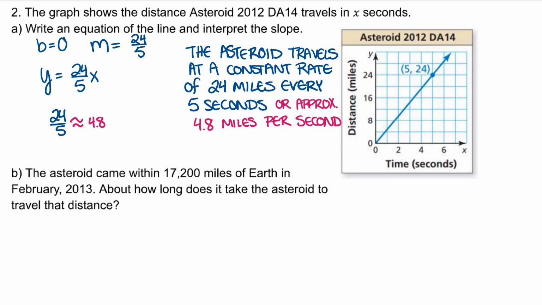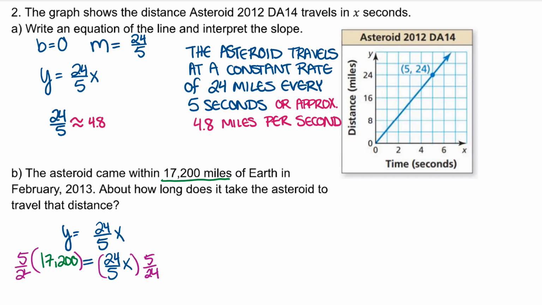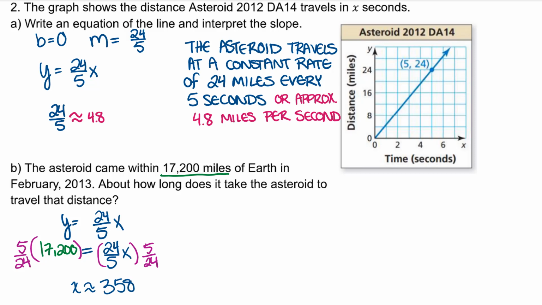Part B, the asteroid came within 17,200 miles of Earth in February of 2013. About how long does it take the asteroid to travel that distance? So now we're given a distance and we want to know the length of time it would take. The distance is represented by the y-axis. So let's plug in 17,200 in for y in our linear function and solve for x. For the asteroid to travel the 17,200 miles between where it is and Earth would take about 3,583 seconds.